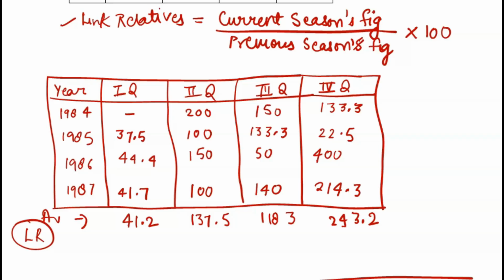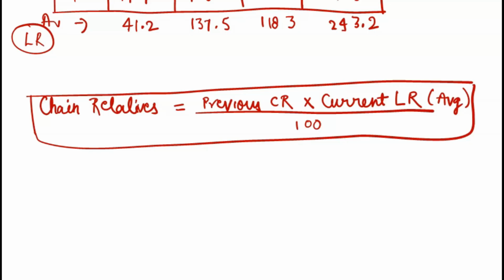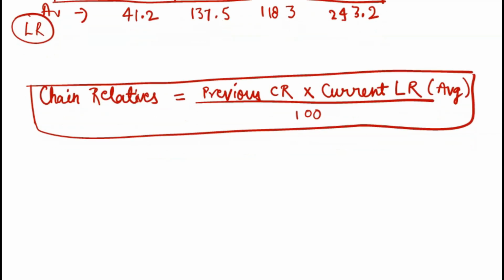After link relatives, now we have to find out the chain relatives. This is the formula. Chain relatives formula is previous CR, meaning chain relatives, multiplied by current LR, link relatives, divided by 100. What is the formula? Previous chain relatives multiply current link relatives divided by 100. This we have to do. For all the 4 quarters we need to find out these chain relatives values.